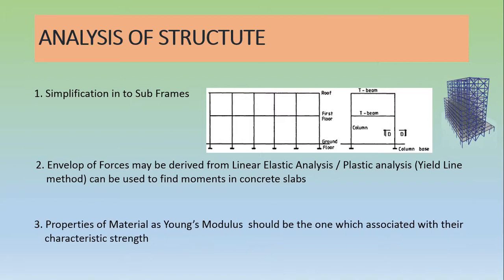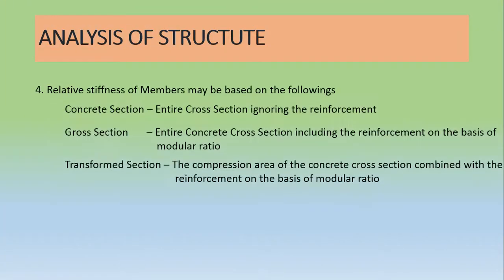Properties of materials, such as Young's modulus, should be the one associated with their characteristic strength. Earlier I told you in this regard. Analysis of structure continued. Relative stiffness of members may be based on the following. We have to calculate stiffness for the design of columns. Sometimes we use the moment distribution method to calculate bending moment diagrams, so we have to calculate the relative stiffness of members, beams and columns. You can learn those in my future lectures.